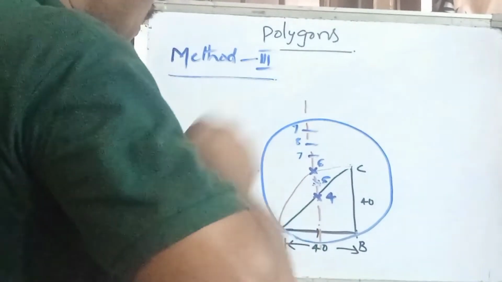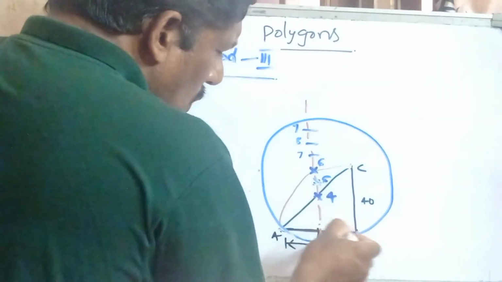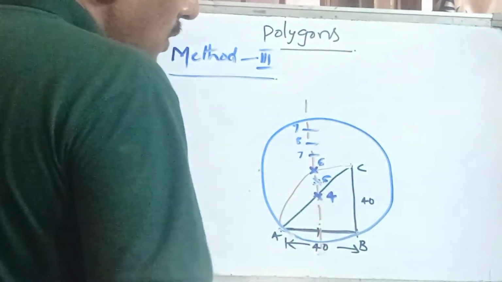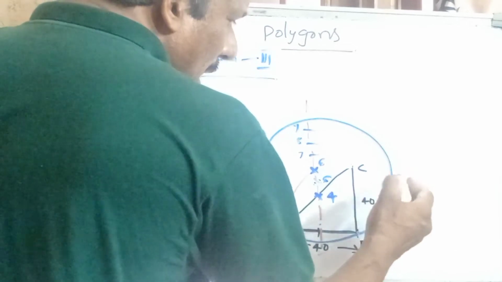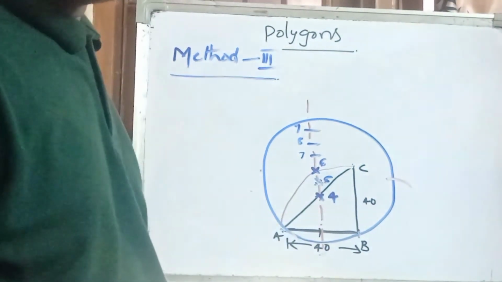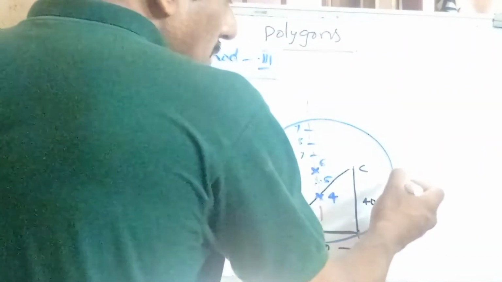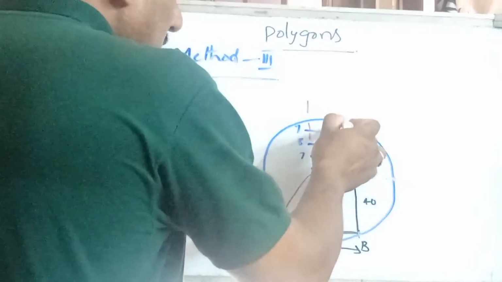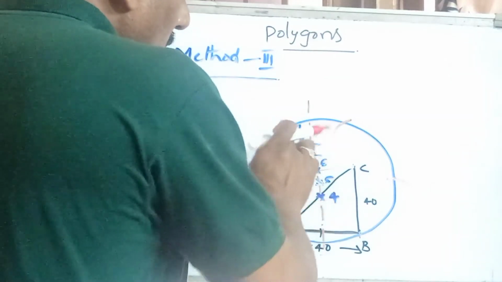Now B or A is the center and take the radius equal to one side of the polygon. One side of the polygon, how much? 40 mm. So take 40 mm as the radius, keep the center at B and cut the circumference of the circle. At the circle, point 1. Now keep the compass here and cut the next point. And keep the compass here, cut the next point. And keep the compass here.